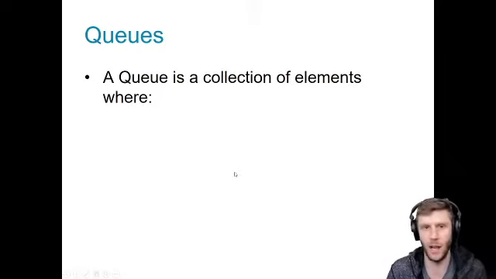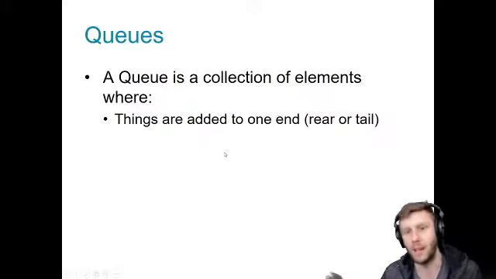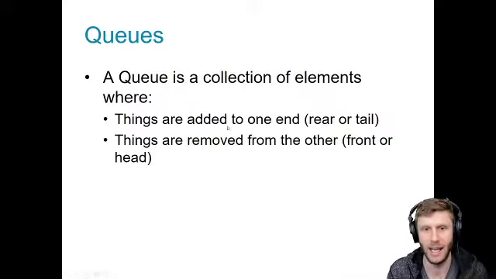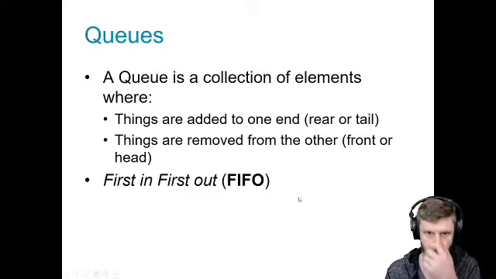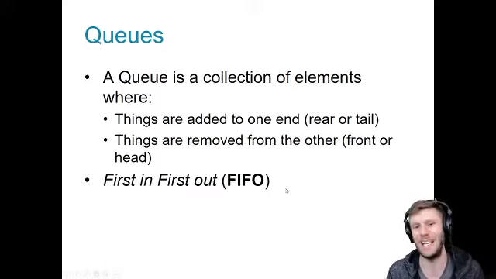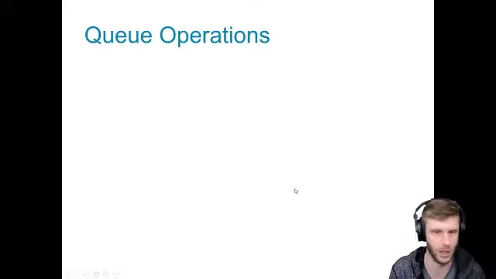All right, so a queue. It's a collection of elements where things that are added go to the end, the rear, the tail, whatever we want to call it, and things that are removed come out of the front, or the head, of the queue. This is called a first in, first out data structure. First come, first serve. The first one there is the first one that's going to come out, and so on and so on.